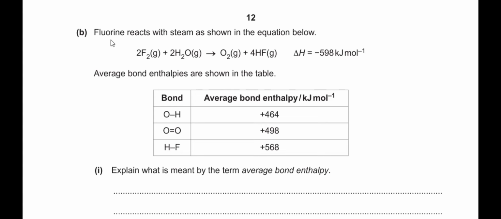Part B. Fluorine reacts with steam as shown in the equation below. So the chemical equation and the delta H is given. Average bond enthalpies are shown in the table. So bond enthalpies are given for OH bond, O double bond O and HF. Question. What's meant by the term average bond enthalpy?